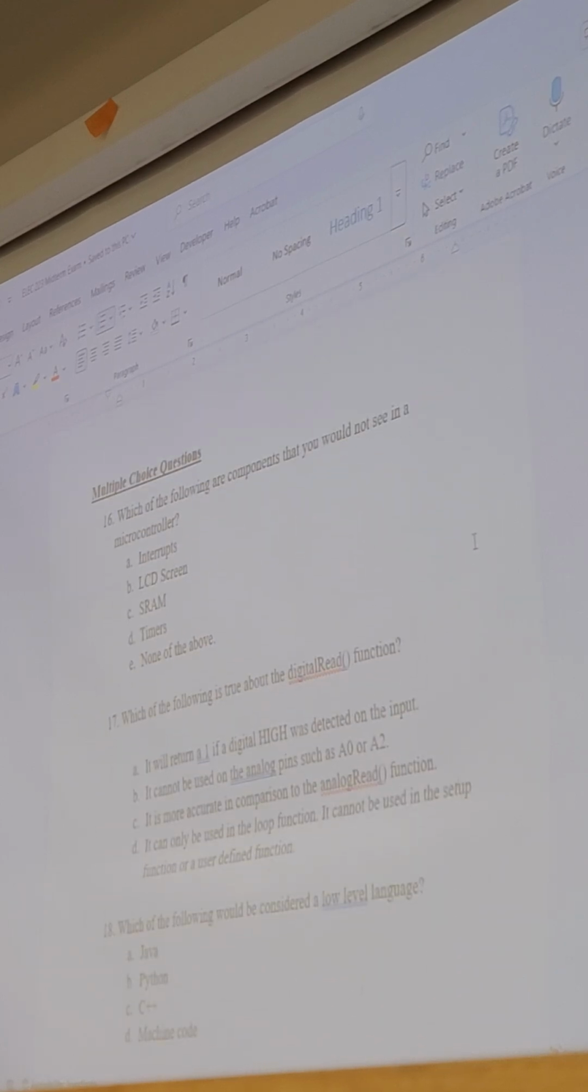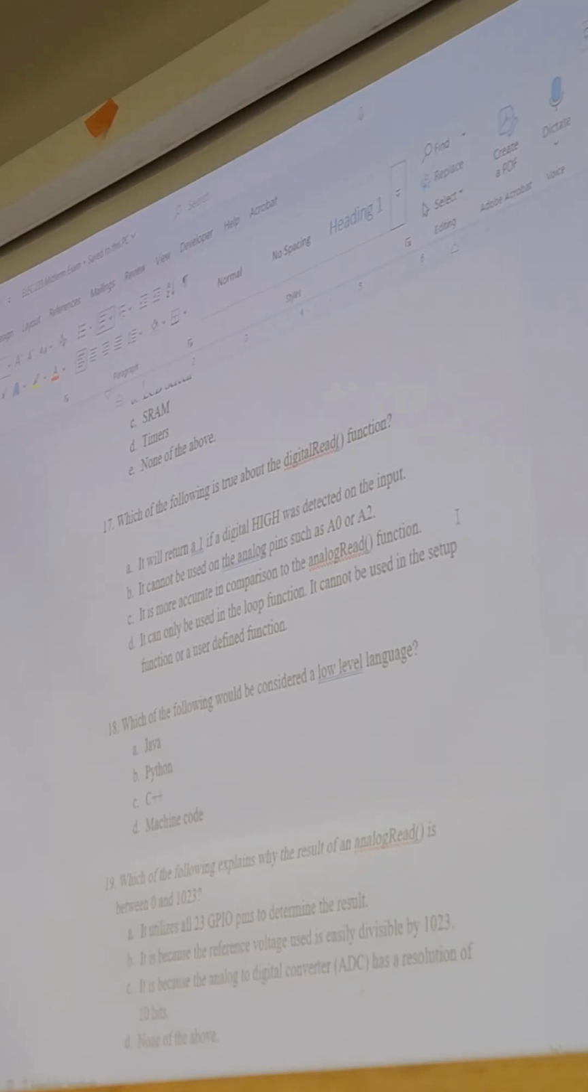For the multiple choice, a lot of these are fairly straightforward, and we'll go through the calculations for a couple of the other ones. For question number 16, I don't think anyone really missed this one. The item that's out of place is the LCD screen. The microcontroller usually refers to the small compact chip that has all the main pieces of SRAM, timers, flash program memory, etc., but it does not include most of the peripherals, so the actual headers, any other external devices and things like that.